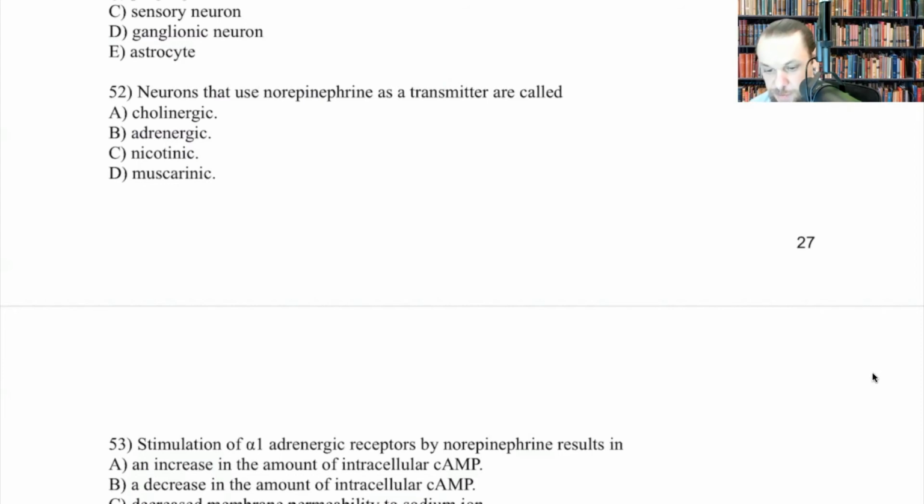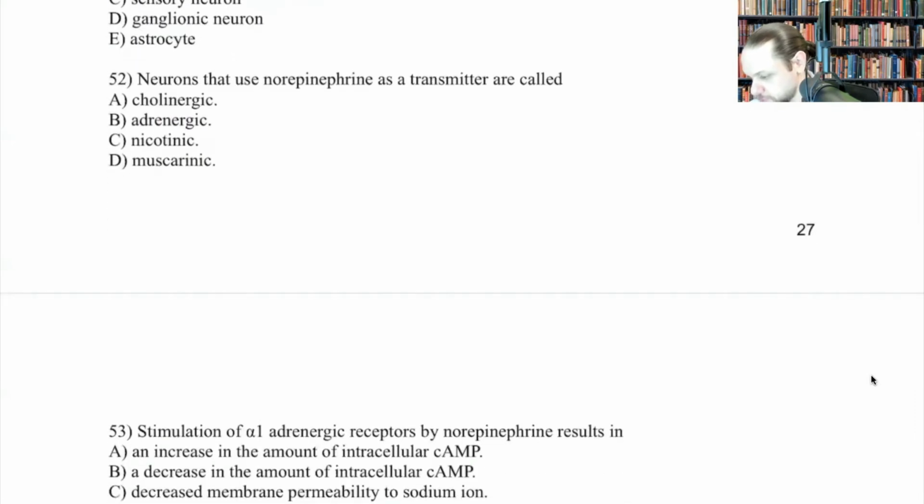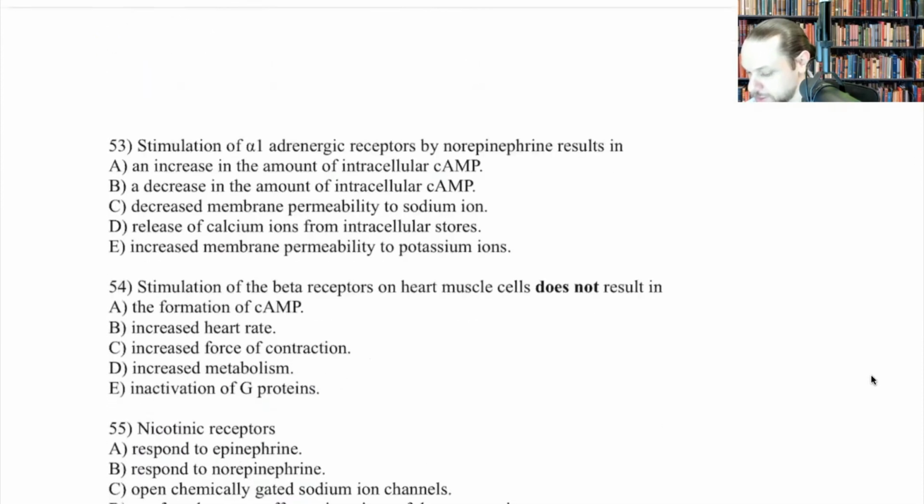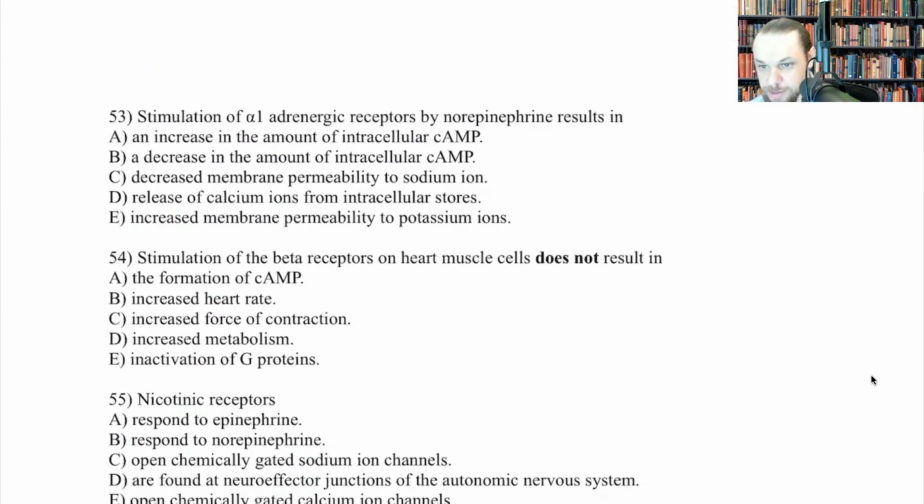Number 52? Yes. Neurons that use norepinephrine as a transmitter are called B, adrenergic. Adrenergic is correct. Adrenergic comes from adrenaline, right? That's why they call them adrenergic. So B is correct. 53, we're going to go with Eric.